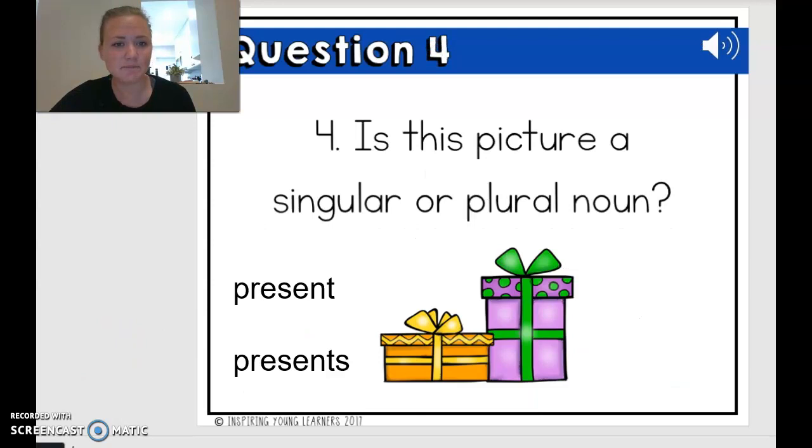I'm going to skip that one. We're going to go to number 4. Is this picture a singular, meaning one, or plural noun? Which one would it be? You should have thought or said presents. Presents because it's more than one. There's 2 presents here.